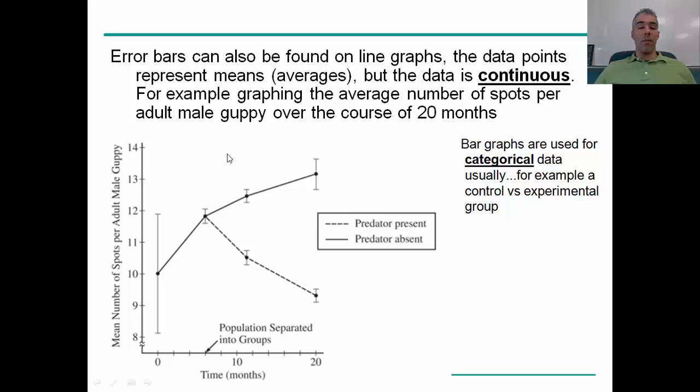Okay. We graph bar graphs when we have non-continuous data, so like grouped data. We'll do line graphs if the data is continuous, meaning that there's some relationship between the different points that we graph. So this is the number of spots over the course of months. We're going to see how the spots increase as months go on. Bar graphs, as I said, are for categorical data, usually control versus experimental group, and comparing the two.